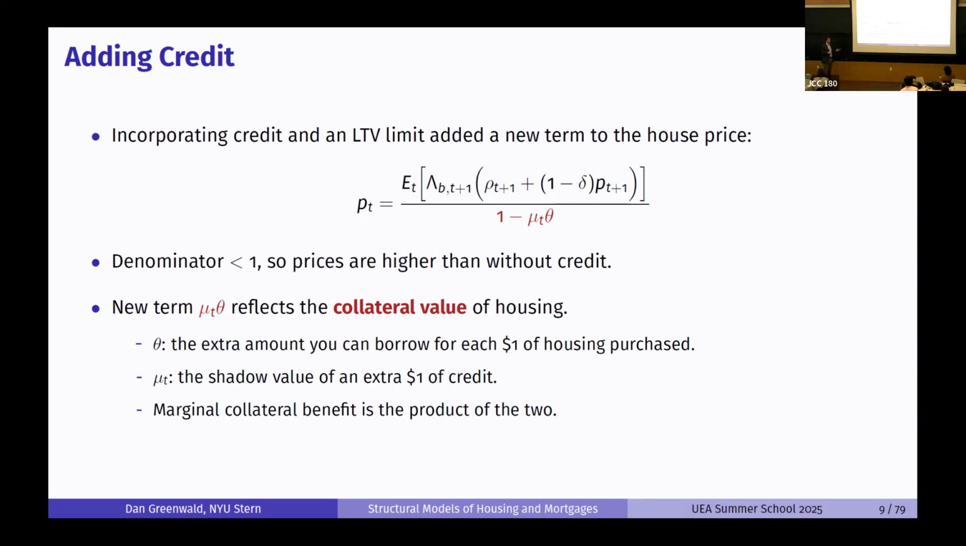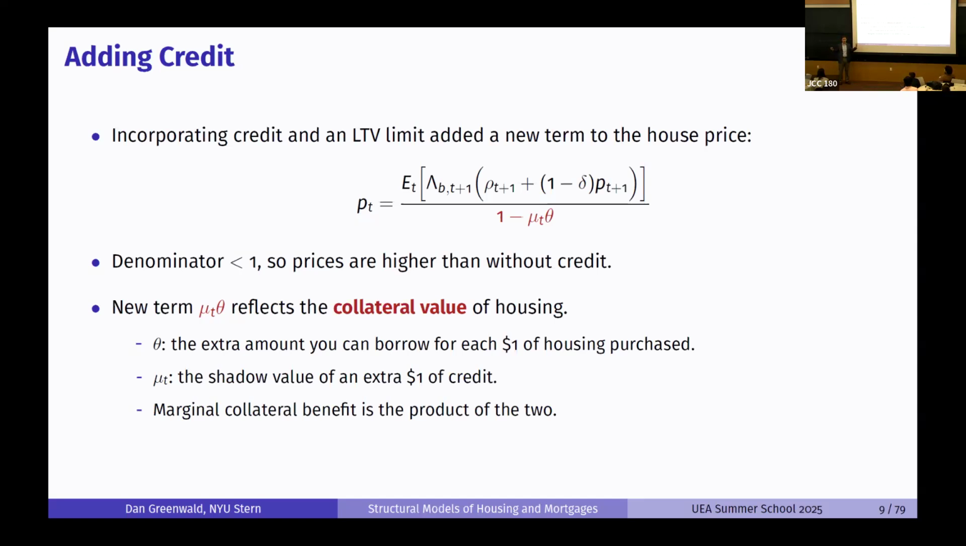And what does this term reflect? It reflects that when you can borrow and you have an LTV limit, housing now takes on a collateral value at the margin, right? So what is this term saying? Well, remember, theta is the extra amount you can borrow for every $1 of housing you purchase. That's what an LTV limit says. If you buy $1 of housing, you can borrow 80 cents. Mu is the shadow value of an extra $1 of credit. So it's how much do you value, kind of in consumption units, $1 of mortgage, right? Including the fact you have to pay it back.